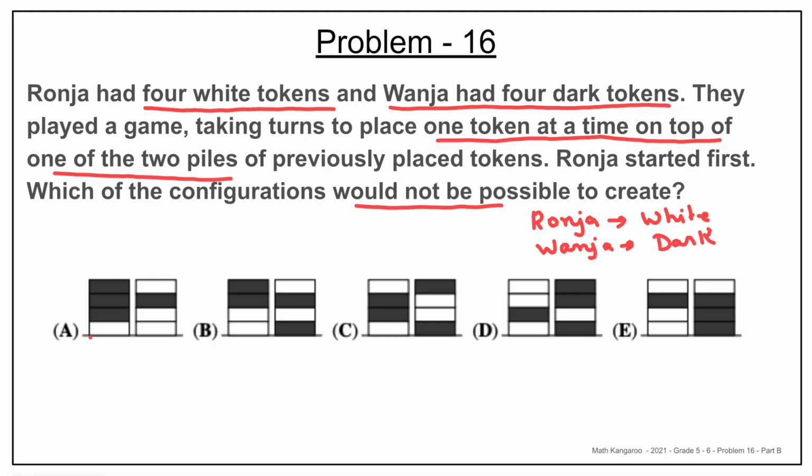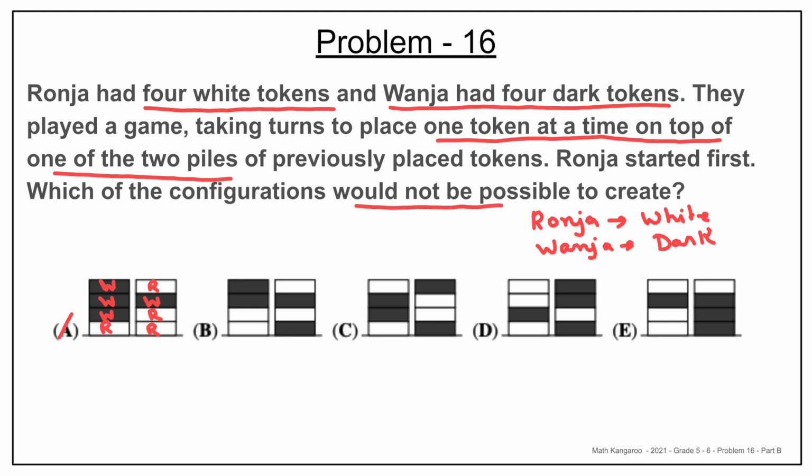Let's start with option A. By looking at this, we know who placed which pieces. Here Ronza starts first. Ronza has done this. Then Wanza placed the dark piece. Then Ronza may have placed here. Then Wanza placed this one. Ronza placed here, and so this is a possible solution.